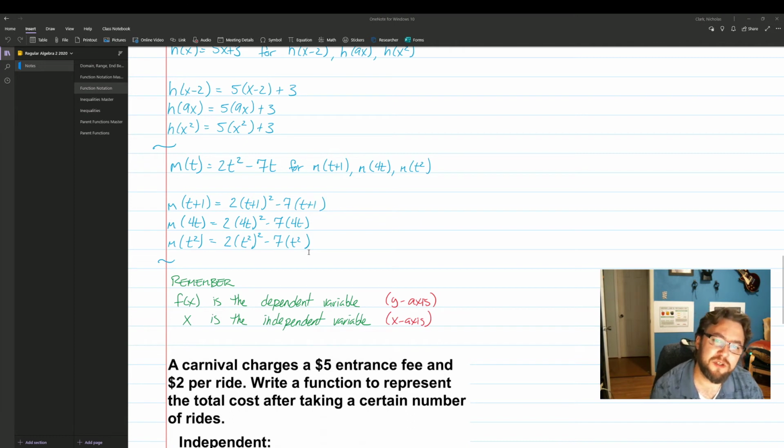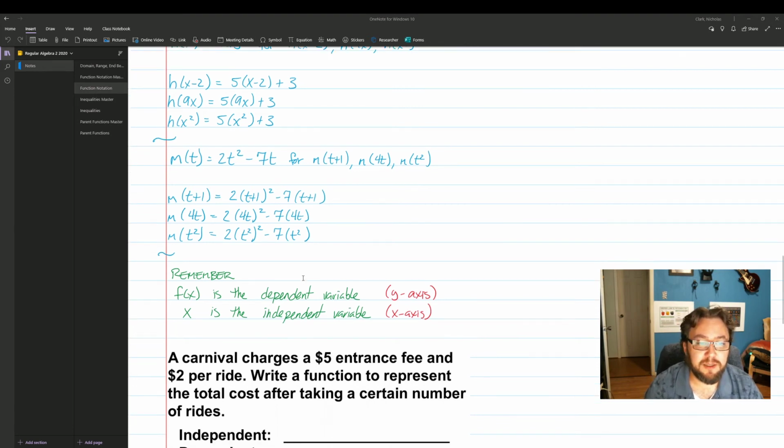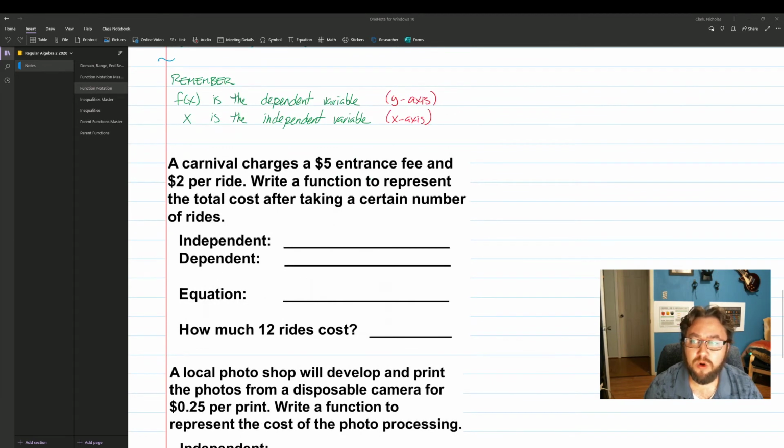One more important thing about functions, anything on the x-axis, the horizontal, is independent, and anything on the y-axis is dependent. And the reason is because the y value depends on what the x value is. So let's go ahead and look at that in terms of a word problem here.